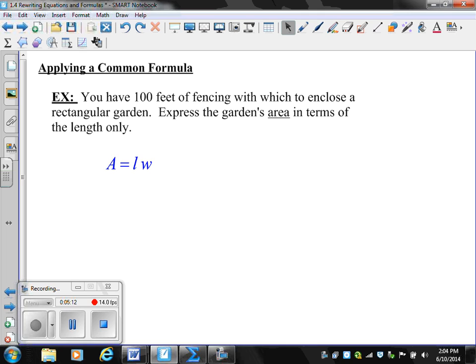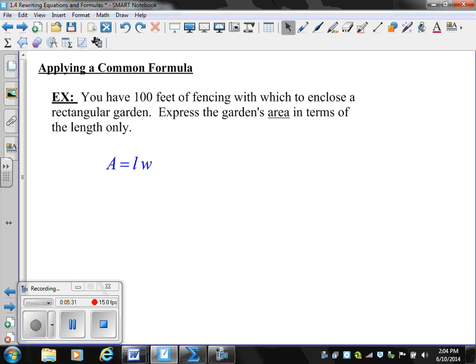We're not going to actually solve a problem here. We're just going to write an expression, and then we'll be done with it. We'll do some solving at a later date. So we have 100 feet of fencing with which to enclose a rectangular garden. So we're going to express the garden's area in terms of the length only.